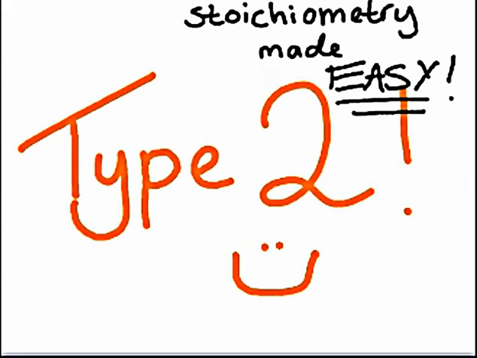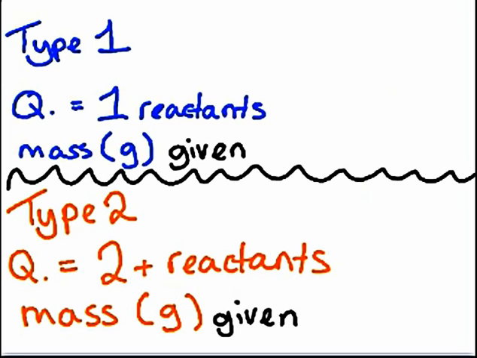So, the difference between a type 1 and a type 2 question is that a type 1 question will give you the mass of one reactant. Only one reactant. And a type 2 question will give you the mass of two or more reactants. So basically that's the difference. Type 1 will only have one, and type 2 will have more than one. Okay? So this is what I'm going to be talking about today.